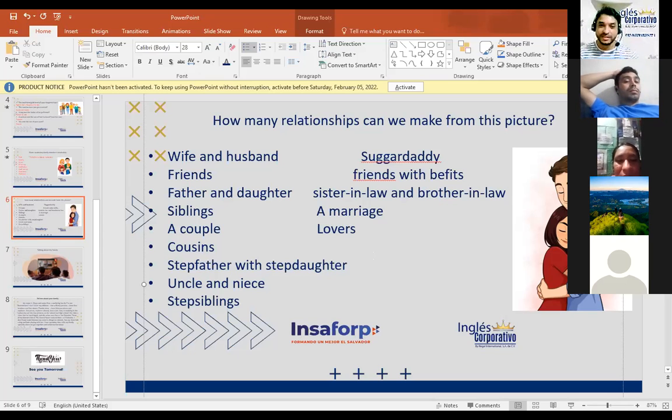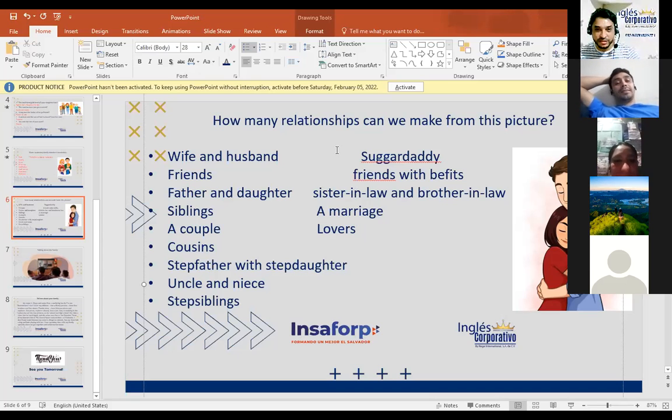Only lovers. That they are not married, they are not a couple. But they kiss each other, they hug each other. I don't recommend that because it's not a good idea to cheat on your girlfriend or boyfriend. You will get in trouble if you have that kind of relationship. This is just for general knowledge.